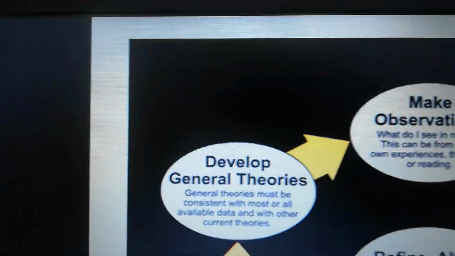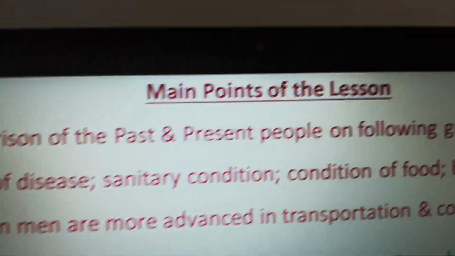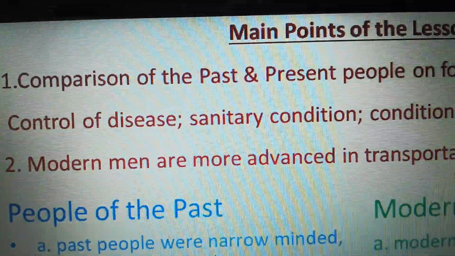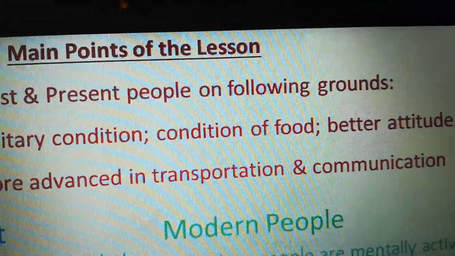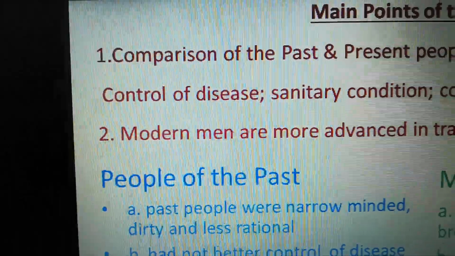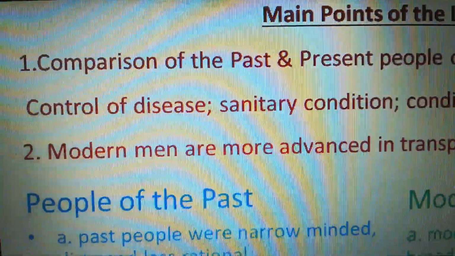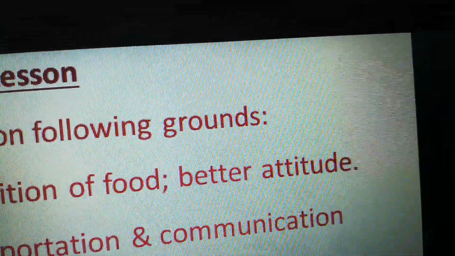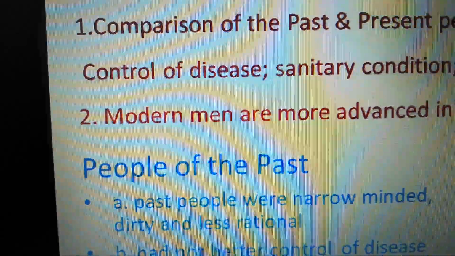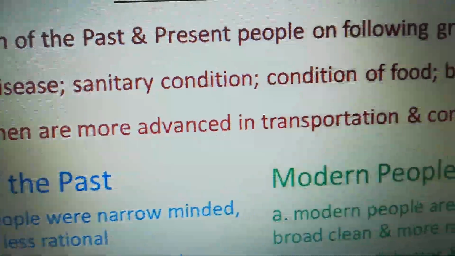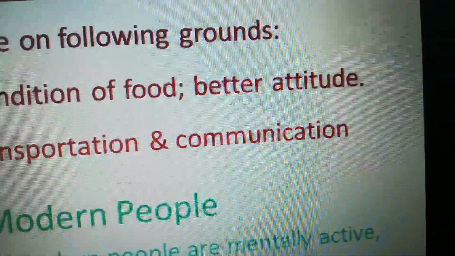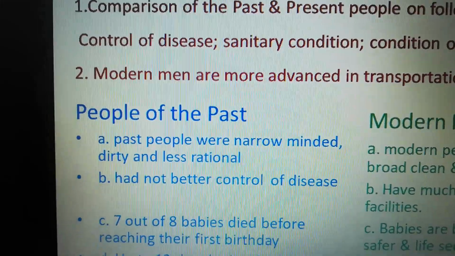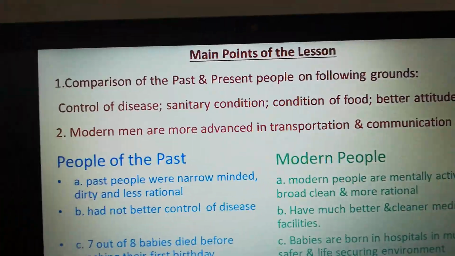Next, coming to our lesson, the main points of the lesson are a comparison of the past and present people on the following grounds: control of disease, sanitary conditions, condition of food, and pattern of attitude. Modern men are more advanced in transportation and communication. Then a comparison is also elaborated column-wise.